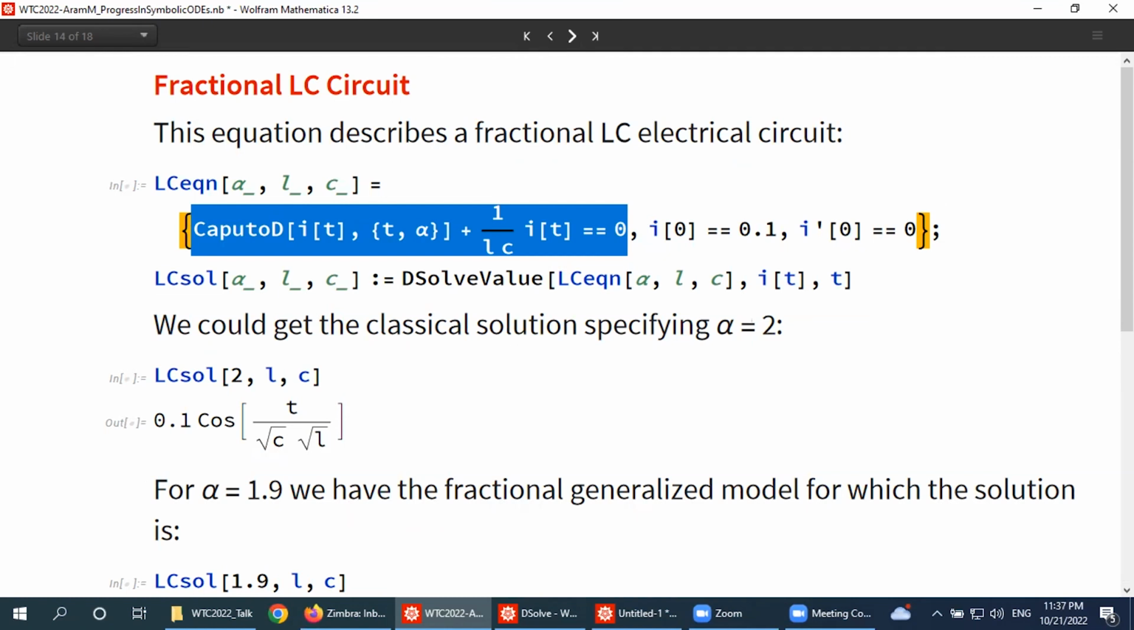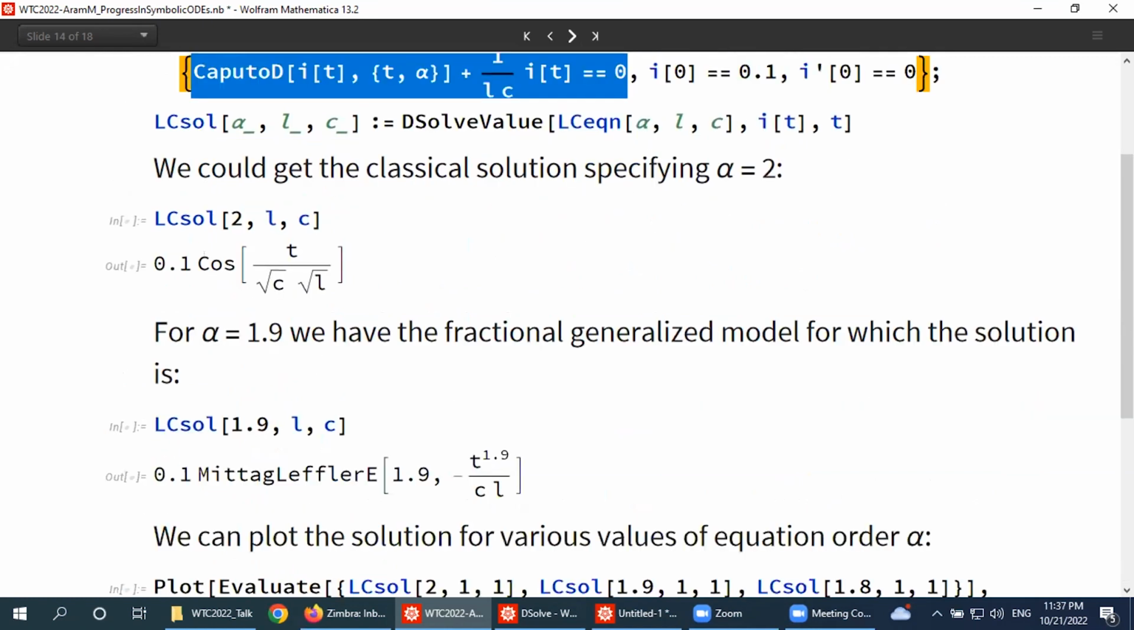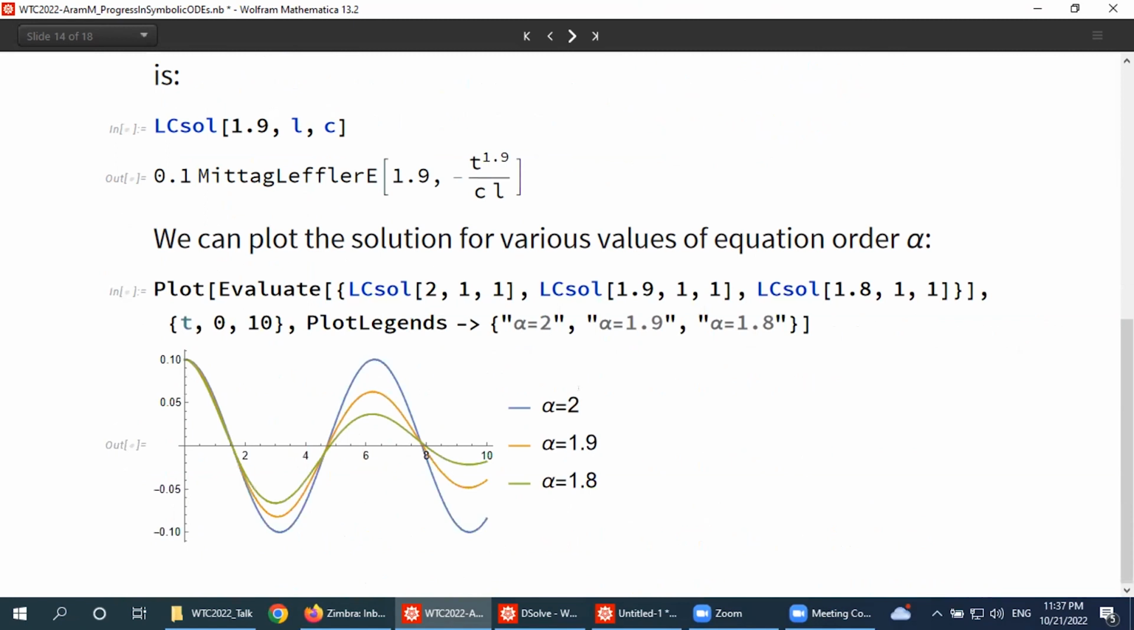If we put alpha equal to 2, we will get the classical solution with the cosine function here. And if we put the order equal to 1.9, we will get the Mittag-Leffler function. And we can again compare the results of the classical solution and the fractional solution for different values of alpha, which is presented in this plot. And again, as you can see, for fractional equations we have some damping oscillations, so we can take into account the resistance of the LC circuit by changing the order of the differential equation without actually entering resistance into the equation. So this is another application.